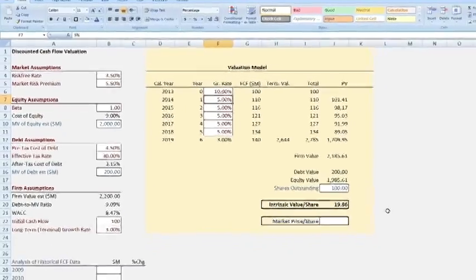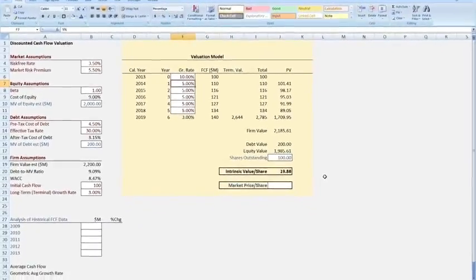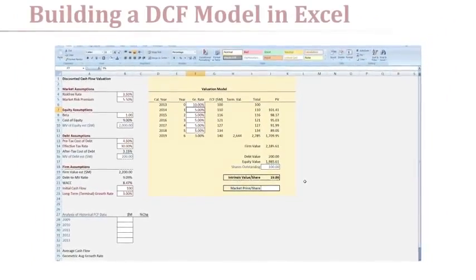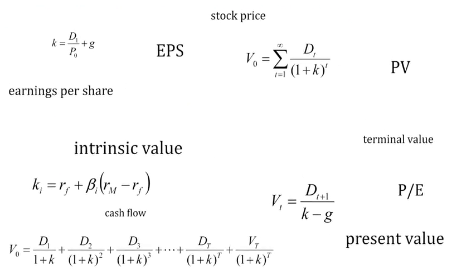Now that we've seen how to build a basic discounted cash flow valuation model, please watch the next video in which we apply the DCF model to a real firm, and we look at the different sources of data as we try to find the inputs to the model for that real firm.